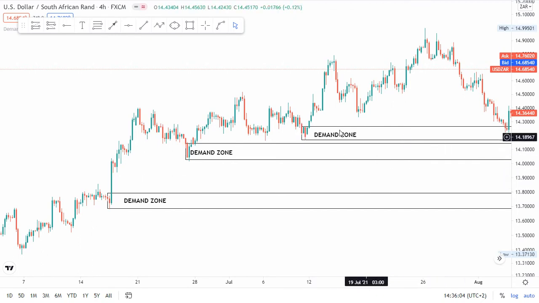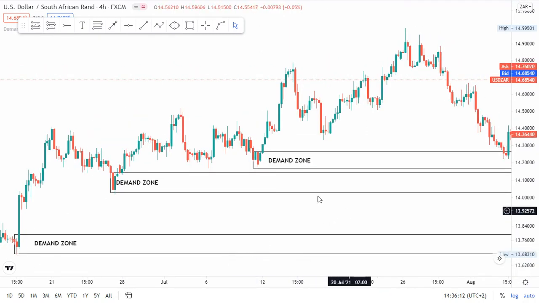So is this a fresh zone? Has price come to this level again? Has it? No, it hasn't. This is the first time it's coming to this level. So we wait for price to come back to this level. So we have the score of 10 out of 10, meaning this is a high probability demand zone. Therefore, the likelihood of it working is high. So we can trade it when price comes to this level.